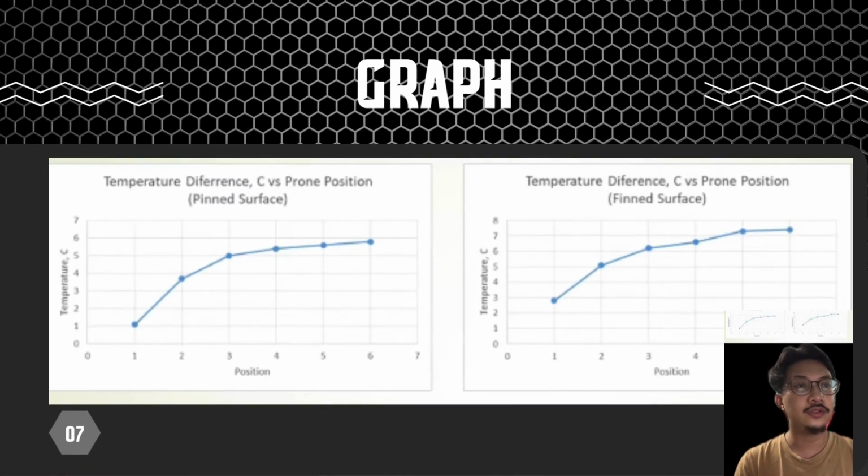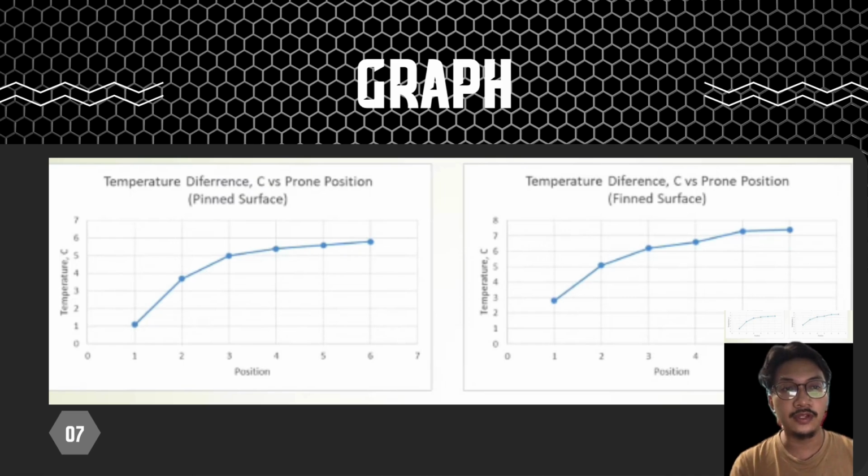So next, we're going to delve into the thermal performance of different surface types, specifically focusing on how temperature difference correlates with position and power input. So the left chart, this graph illustrates the temperature difference in Celsius across 6 different positions on a pin surface. We observe a consistent increase in temperature difference as we move from position 1 to position 6.